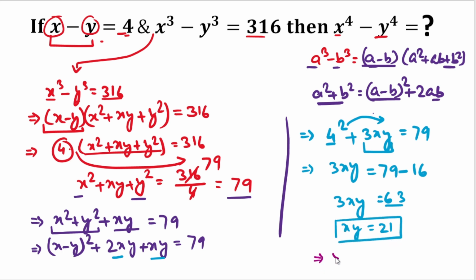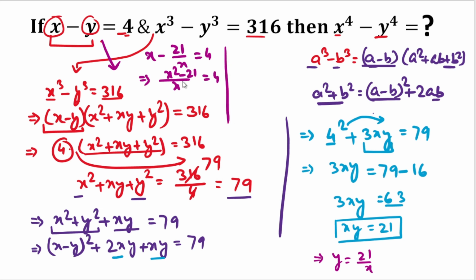Now from here the value of y will be 21 divided by x. So now we'll put this value over here. In place of y we put 21 divided by x, so x minus 21 divided by x is equal to 4. Now it is x square minus 21 equal to 4x. Now we'll take 4x to the left hand side, so it is x square minus 4x minus 21 equal to 0.